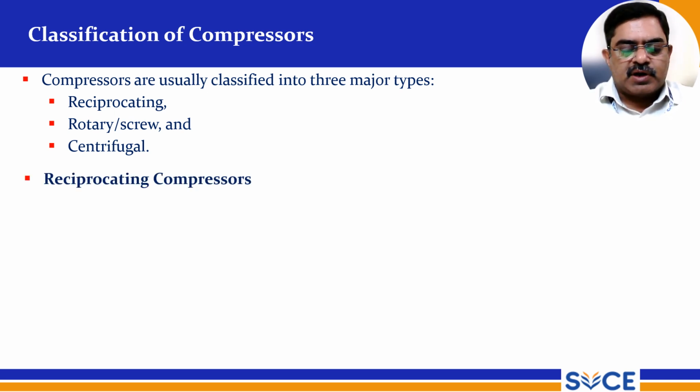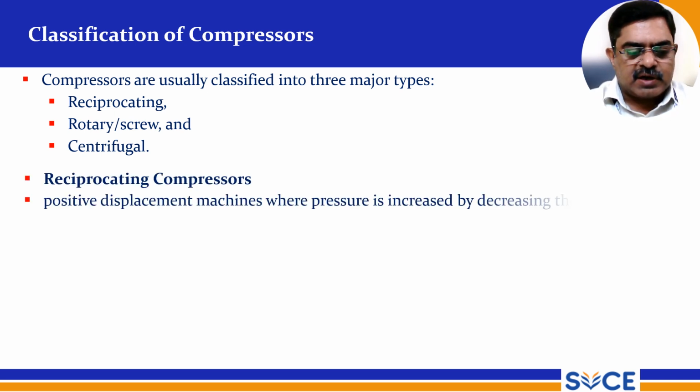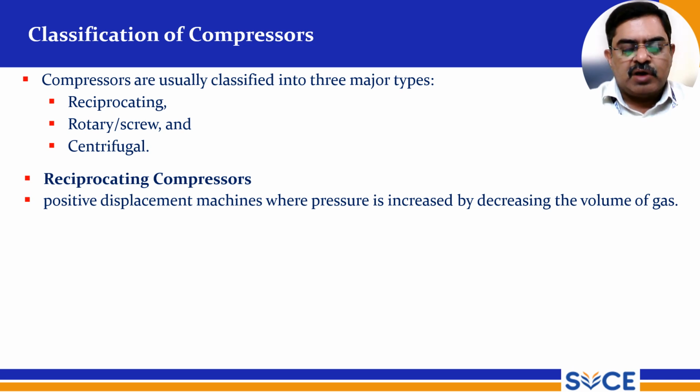Reciprocating type compressors are further classified into three groups. These are positive displacement machines where pressure is increased by decreasing the volume of gas. Positive displacement can be achieved by eliminating the clearance, otherwise called the gap, between the shell, that is the casing of the compressor, and the rotary member or reciprocating member of the compressor.